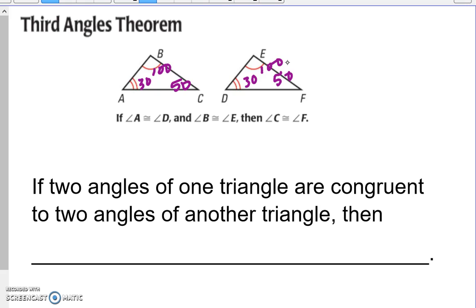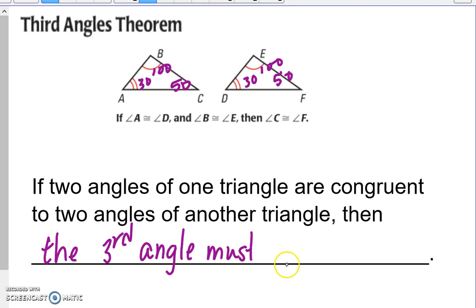So the theorem states if 2 angles of one triangle are congruent to 2 angles of another triangle, then the third angle must be congruent. Okay? And that's the third angle theorem. All right, hopefully you have a good understanding of congruence.